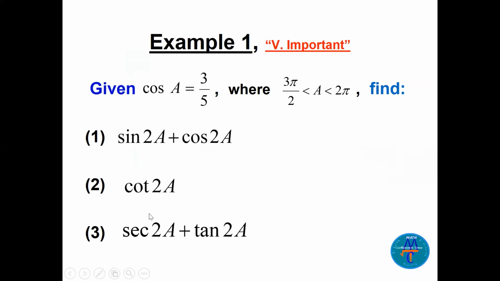Let's find three things here. Sine of 2A plus cosine of 2A. You have to find each one separately, then add. Cotan of 2A. In this one, you need the reciprocal of tan 2A. And here we have to find secant of 2A plus tan of 2A. Let's start with the first one.